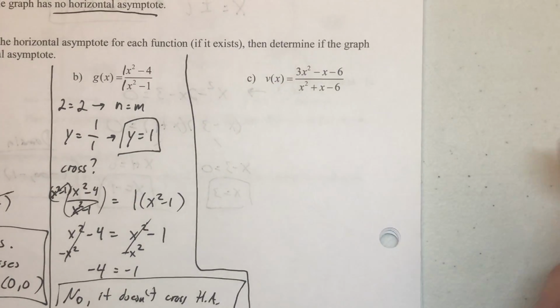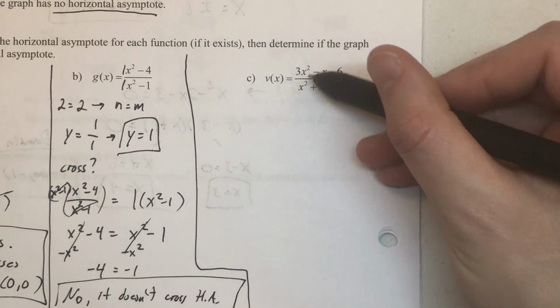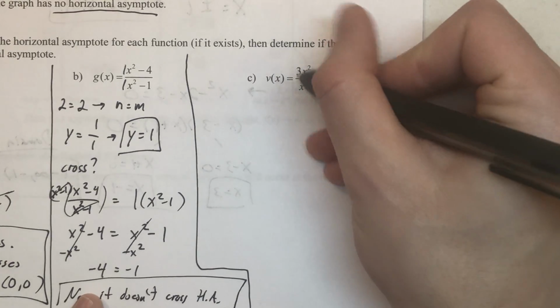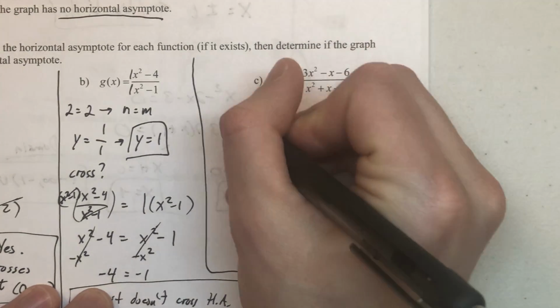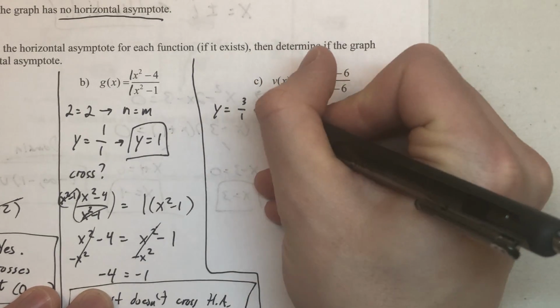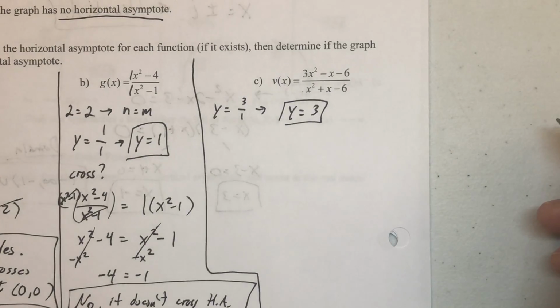All right, and our third example. We again are looking at m and n, and we see they are both the same, 2 equals 2. So we'll look at our lead coefficients. I'm just going to jump right to there. Y equals, so we've got a 3 and a 1. So our horizontal asymptote is y equals 3.